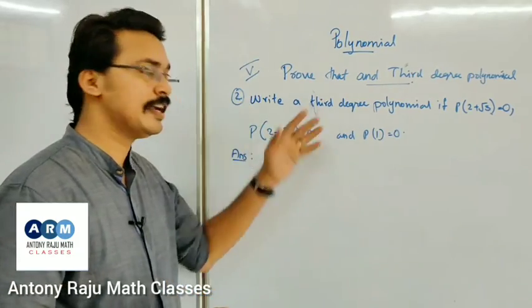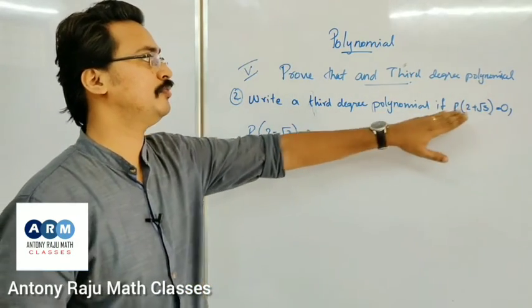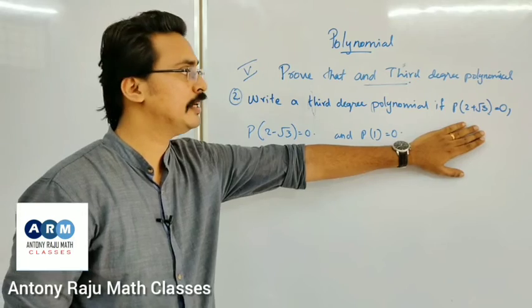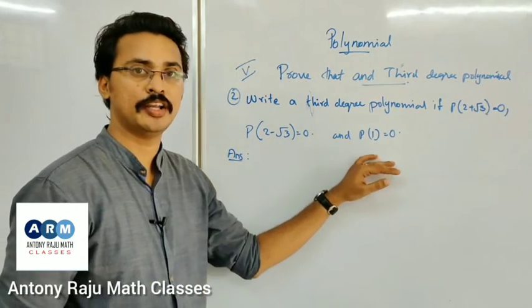Now, we have to ask the last question. Write the third degree polynomial if p of 2 plus root 3 equal to 0, p of 2 minus root 3 equal to 0, p of 1 equal to 0.